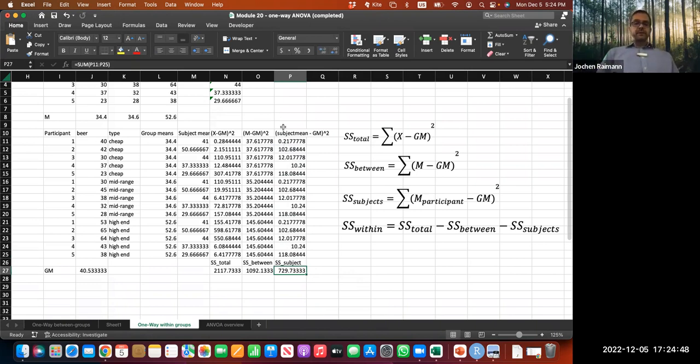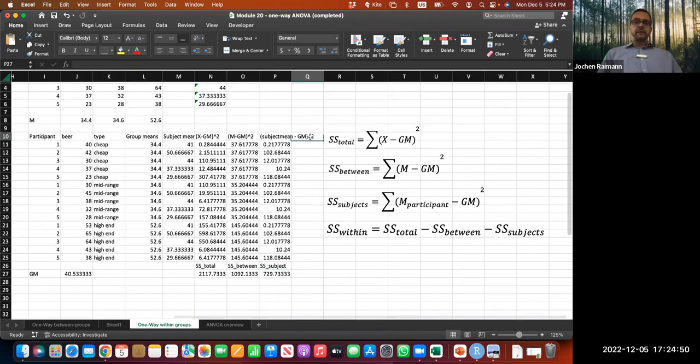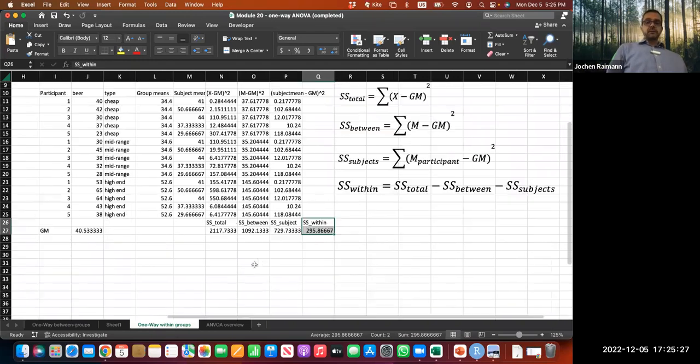So now our sum of squares within is considerably smaller. So our sum of squares within is now this total minus the between minus the subject. So this gives us a sum of squares within of 295, following this equation. So we have the total, we're subtracting the between, we're subtracting the subject sum of squares, and we get to the within sum of squares.